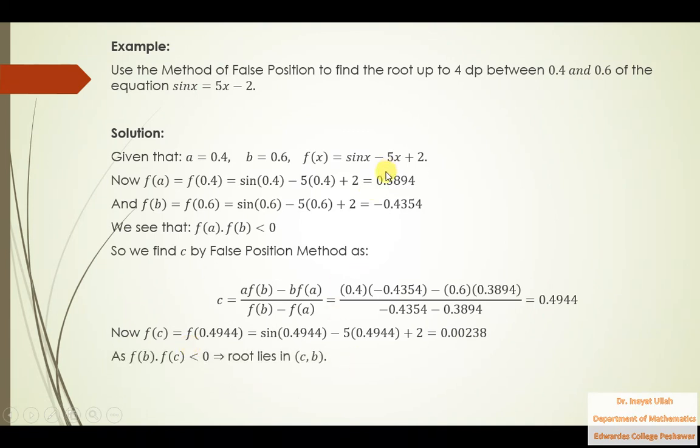Now just look at these signs. f of a is positive, f of b is negative, and f of c is positive. So plus into minus is minus, which means that f of b into f of c is less than 0. So the root will lie in the interval c, b. This interval a, b is reduced to interval c, b. The rest of the story is mentioned in the following table.